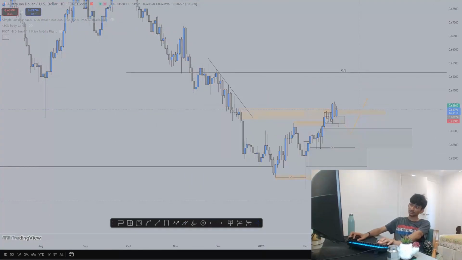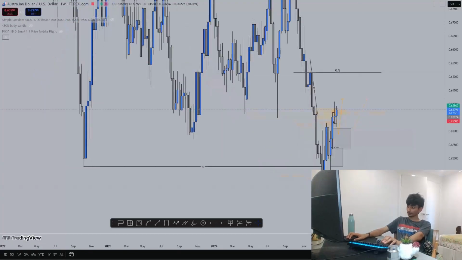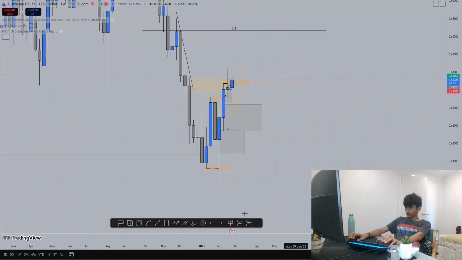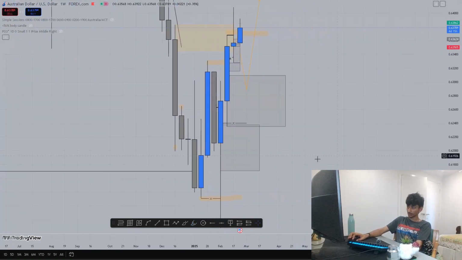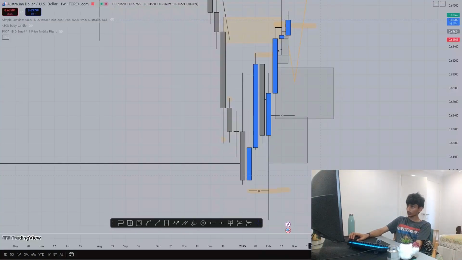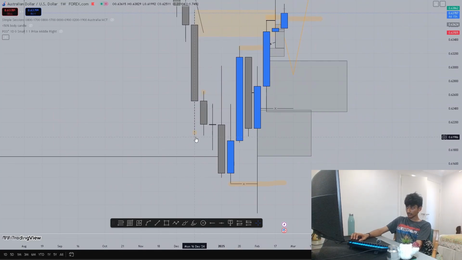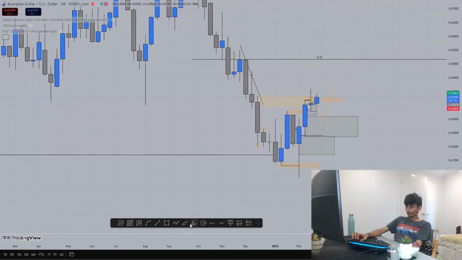But yeah, what do we see? If we go back to the weekly time frame, we see this lower low, and this lower high. And why is this a lower high? Because if you look closely, this wick never actually went below this wick, so that's why it is a lower high. And then we see another lower low, and then a higher high, which broke this market structure.